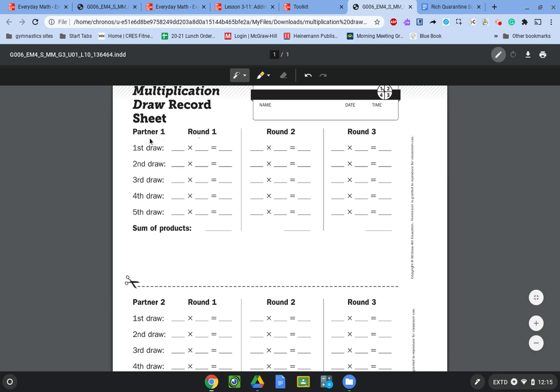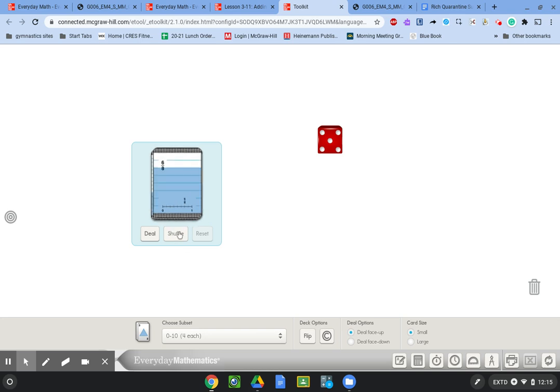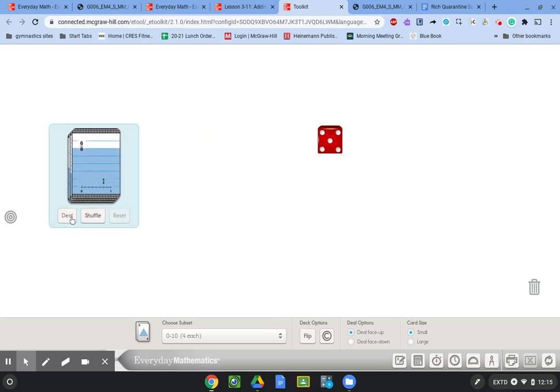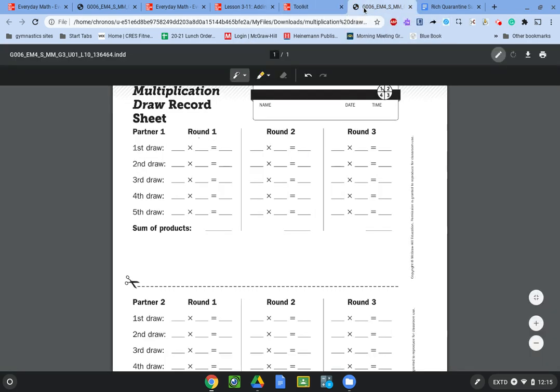If I were player 1 or partner 1, my first draw, this is how it works. I'm going to shuffle them first. Okay, now I'm going to take 1 card off the top. Whoops, deal. So I get a 3, and I'm going to roll the die. And those are my 2 factors. Remember, that's a 10. So my 2 factors are 3 times 10. I'm going to write that in. 3 times 10. Now, we should know that because we've memorized our 10s, right? 30. Now it's partner 2's turn if you're playing against somebody else.